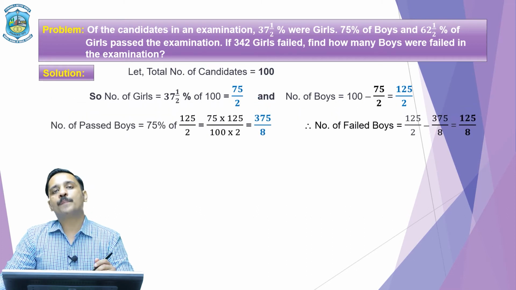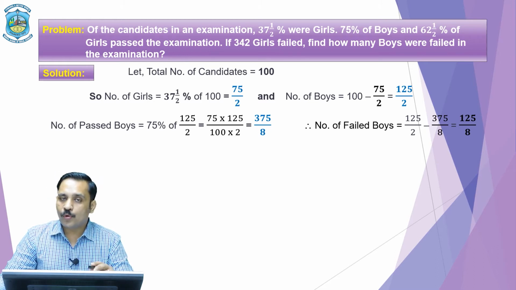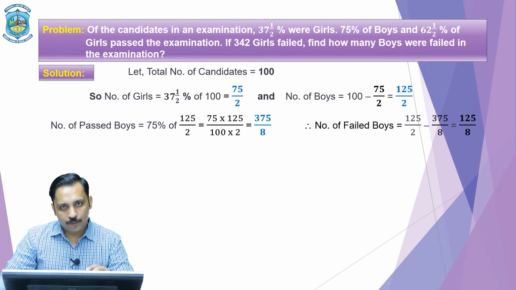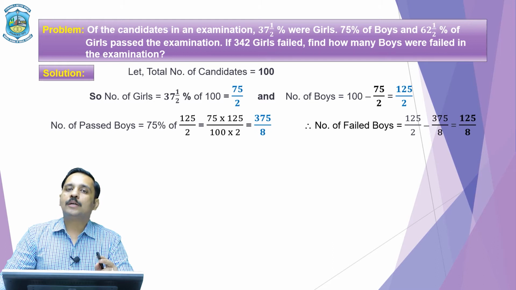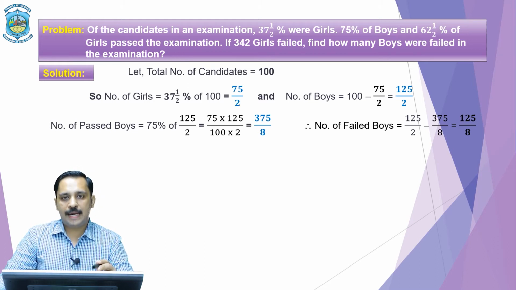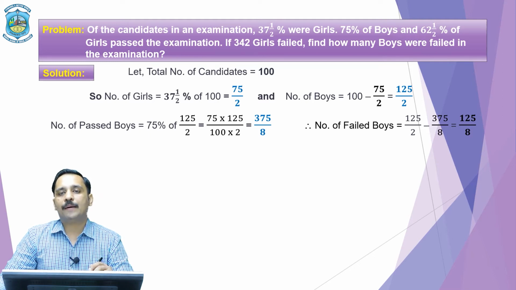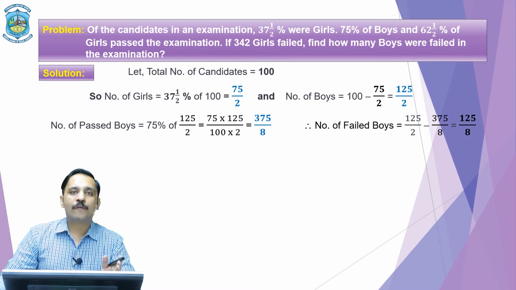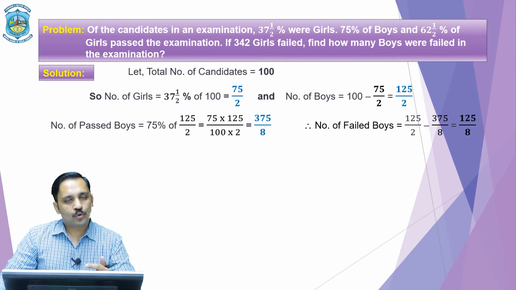Now, the number of passed boys is equal to 75% of the total number of boys, that is 75% of 125 upon 2, which is equal to 375 upon 8. Therefore, the number of failed boys is 125 upon 2 minus 375 upon 8, which is equal to 125 upon 8. What we have done is subtracted the number of passed boys from the total number of boys. So what is left is the number of failed boys.